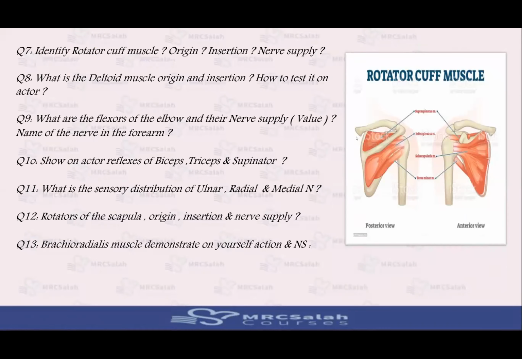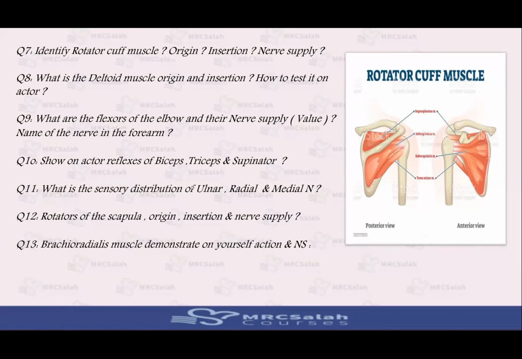Can you identify the rotator cuff muscles and tell me the nerve supply of each? Yes, we have supraspinatus and infraspinatus, supplied by the suprascapular nerve. We have teres minor, supplied by the axillary nerve. Also we have subscapularis, supplied by the subscapular nerves, upper and lower. Okay.